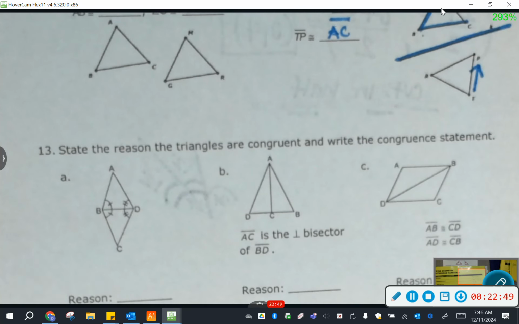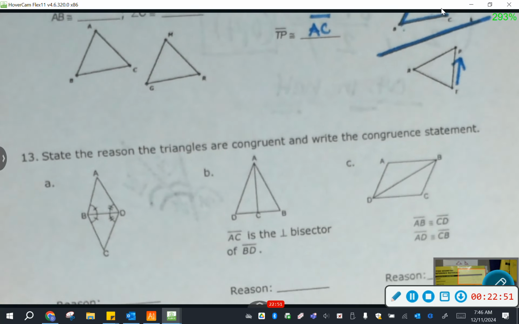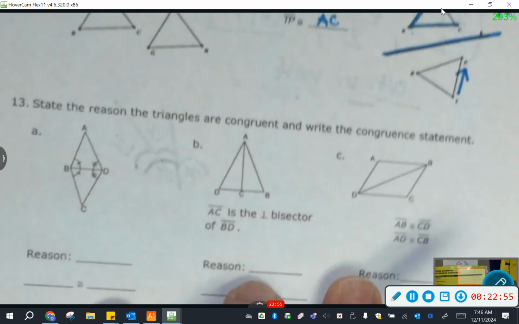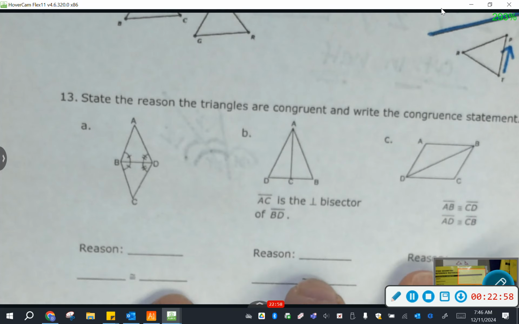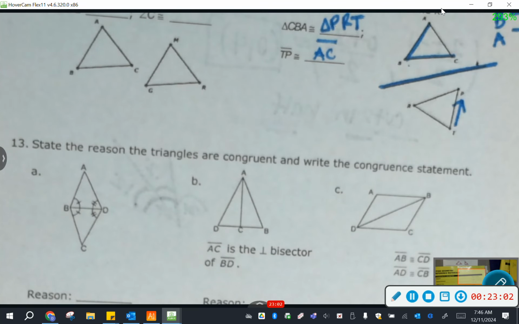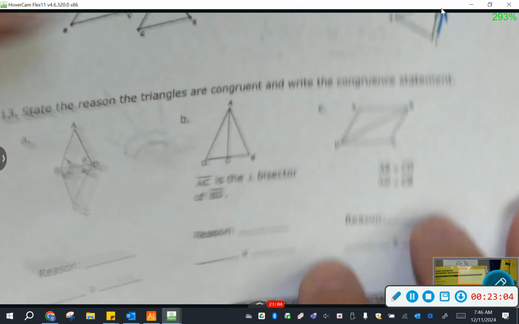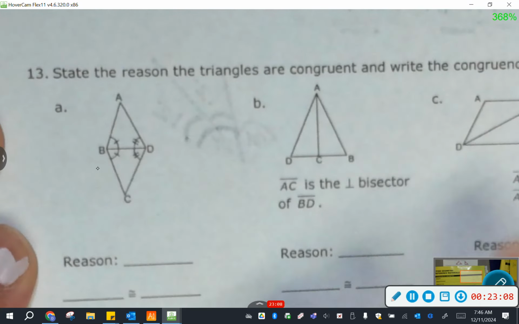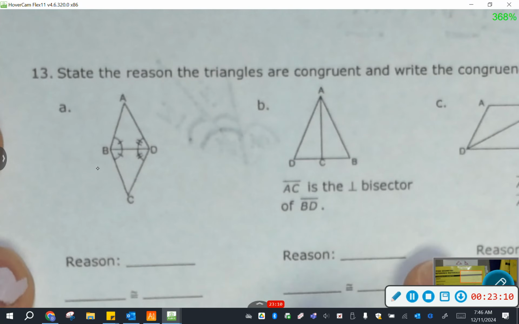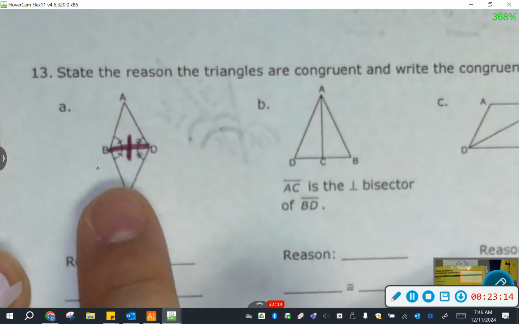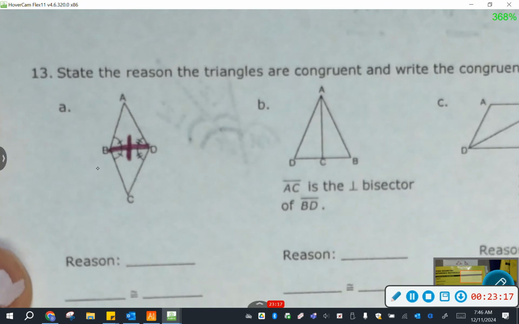Here's a couple questions that were asked on the test before Thanksgiving. Are these congruent? No, and why? Let's look at this first one. Man, these are tiny. What can I add in this picture? A tick mark. Why? Everybody add a tick mark if you have not already, because it's the shared side.